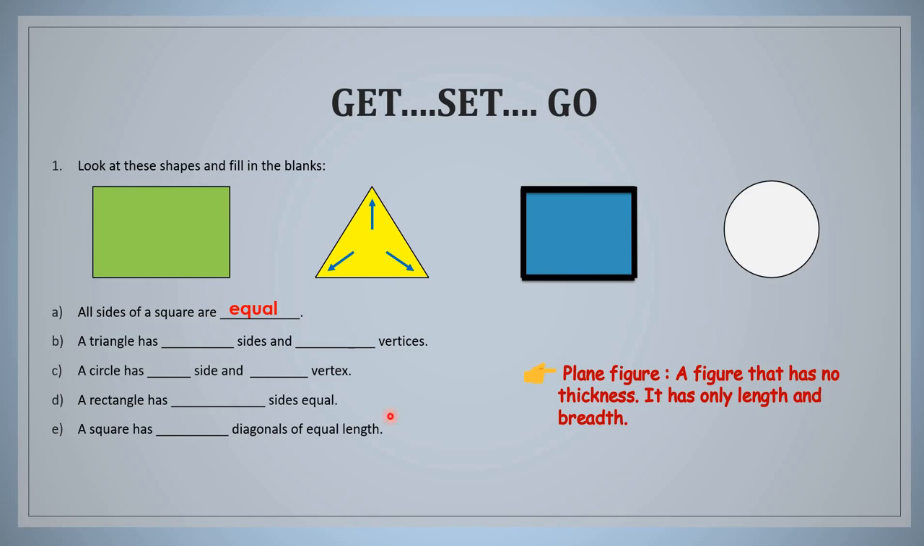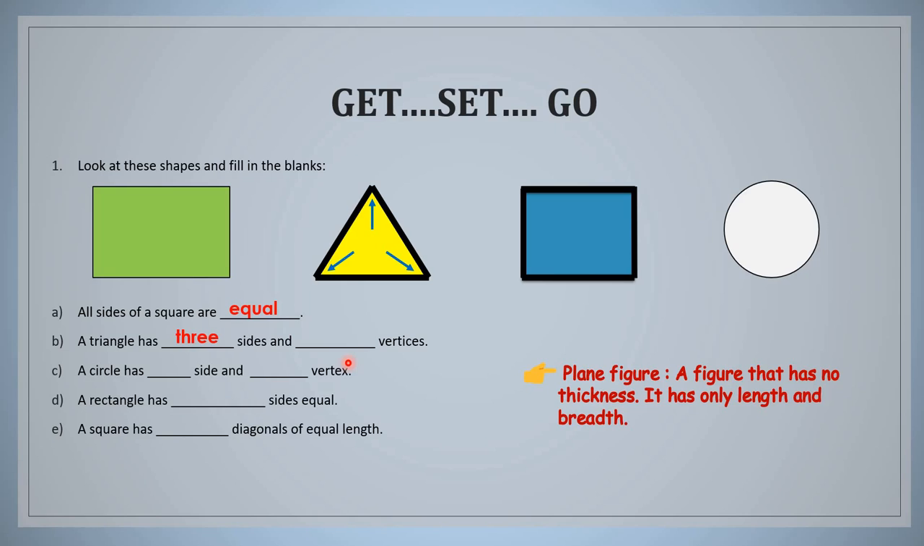Second statement, a triangle has dash sides and dash vertices. First, let's see the first half. A triangle has dash sides. 1, 2, and 3. A triangle has 3 sides. So, it is not necessary that the triangle will have equal sides always. So, we can't put equal here. It has to be 3 sides.